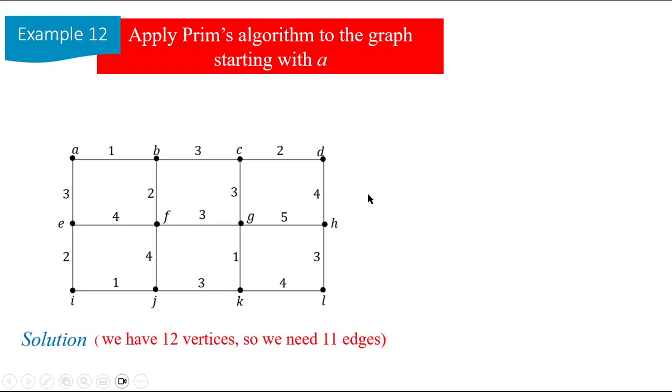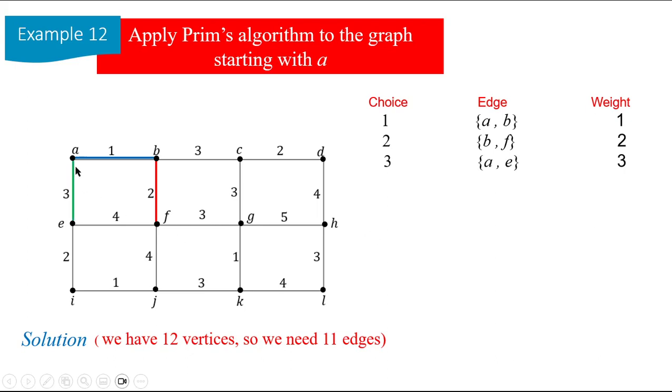12 vertices, we need 11 edges. Okay, 1 is obligatory, is a must. Now you have options between 3, 2, and 3. You have to take the 2. Now here you have 3, you have a 3 here, you have 3 here. That's why you will have more than one possible option. Okay, so if I took AE, then I have to take this 2 because now this is the shortest.